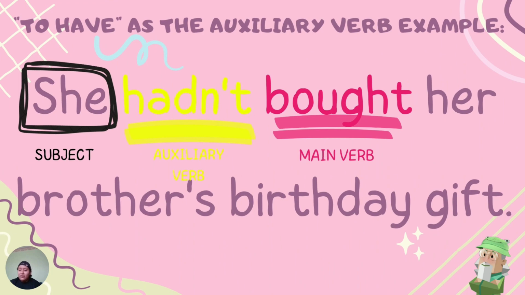She hadn't bought her brother's birthday gift. The main verb is bought and the auxiliary verb is hadn't. And these were the auxiliary verbs.